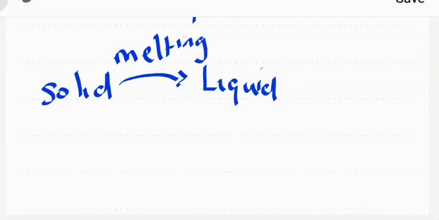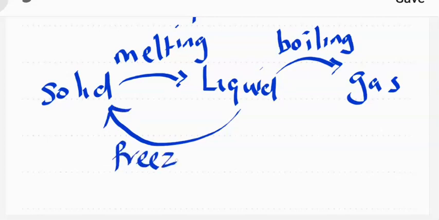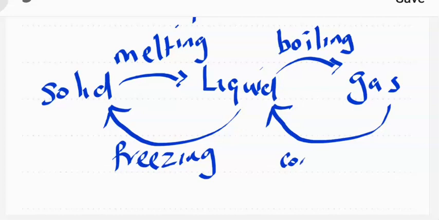Melting is a physical change. We have gone from solid to liquid with no change in the arrangement of particles. And when a liquid becomes a gas, we will say this is boiling or evaporation. Melting and boiling both are physical changes. And when a liquid becomes a solid, we call that freezing. And a gas to liquid is condensation. Important changes for you to know.